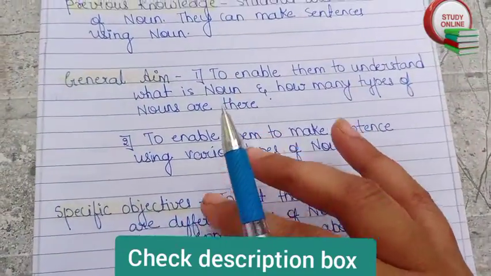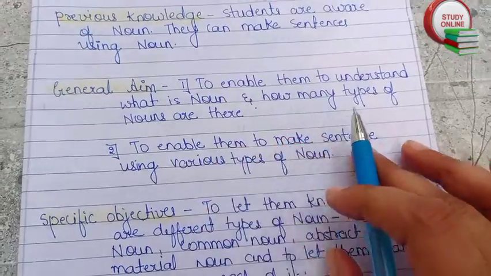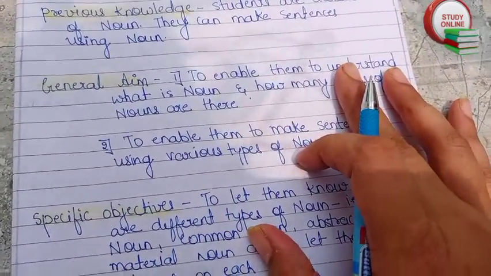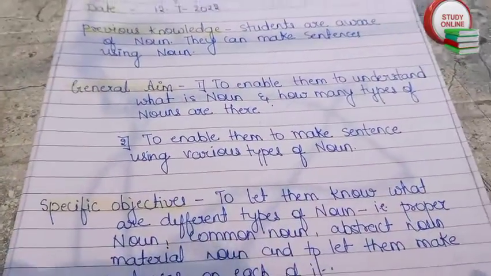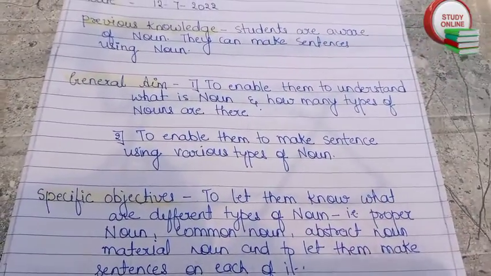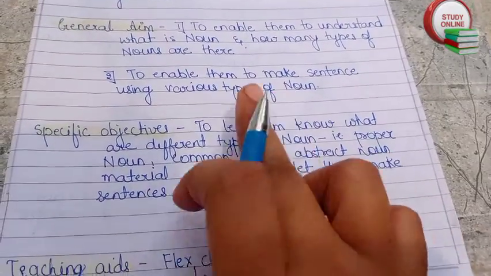So here you can see, the general aim is to enable them to understand what is noun and how many types of noun there are. We also want to enable them to make sentences using various types of noun.